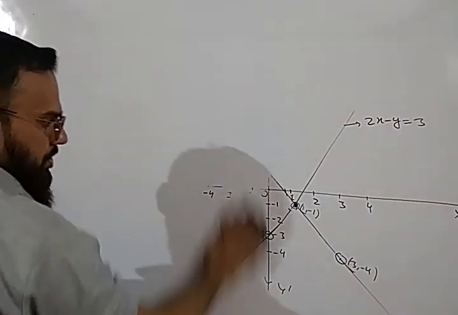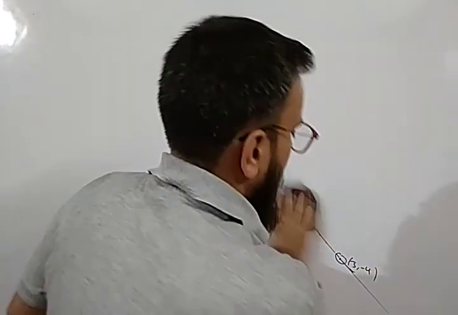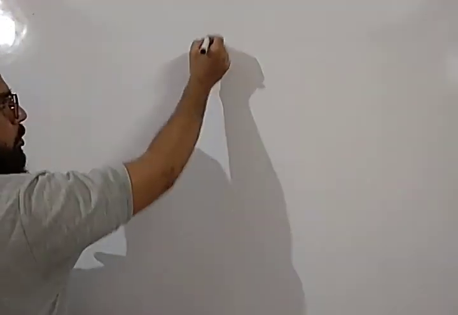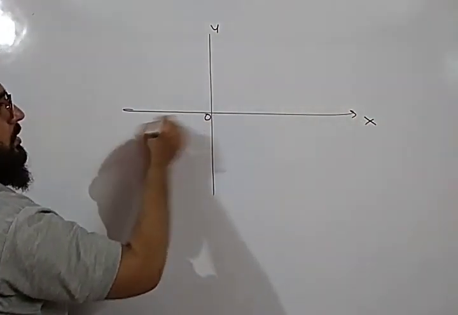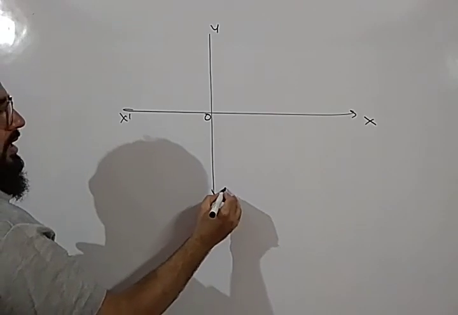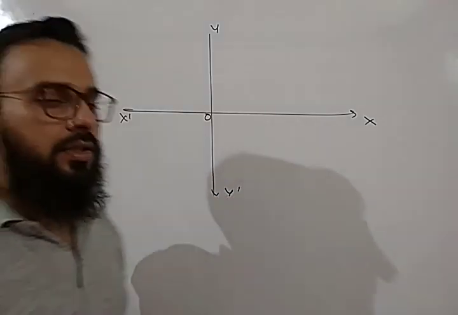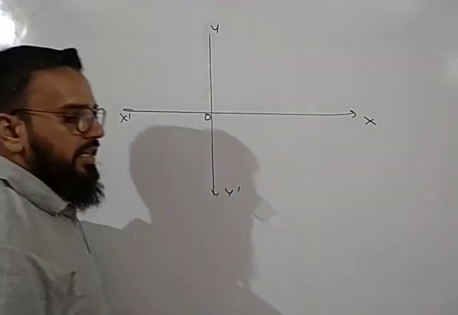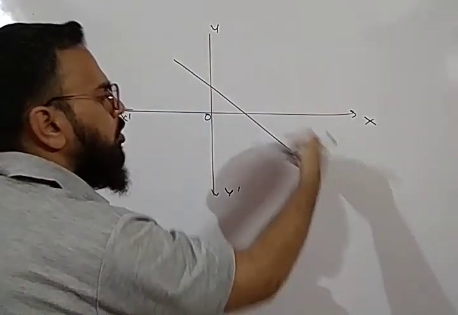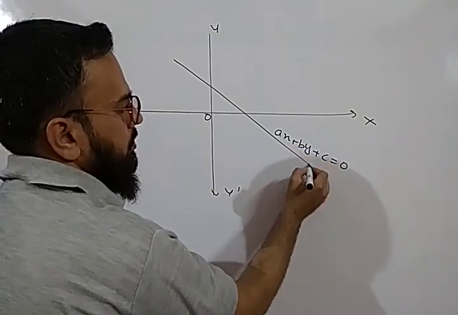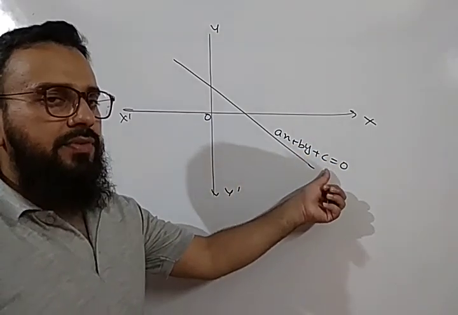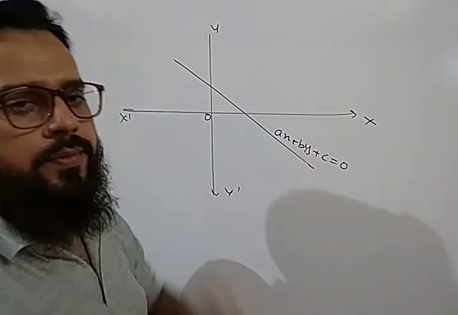From the complete discussion of today's class, we came to know that the graph of any linear equation in 2 variables will always be a straight line. So suppose this is our Cartesian coordinate system, and when we draw the graph of any linear equation, it will always be a straight line. Let us suppose this is a straight line of the graph ax plus by plus c equal to 0. This is the general form of a linear equation, and its graph will be like this.